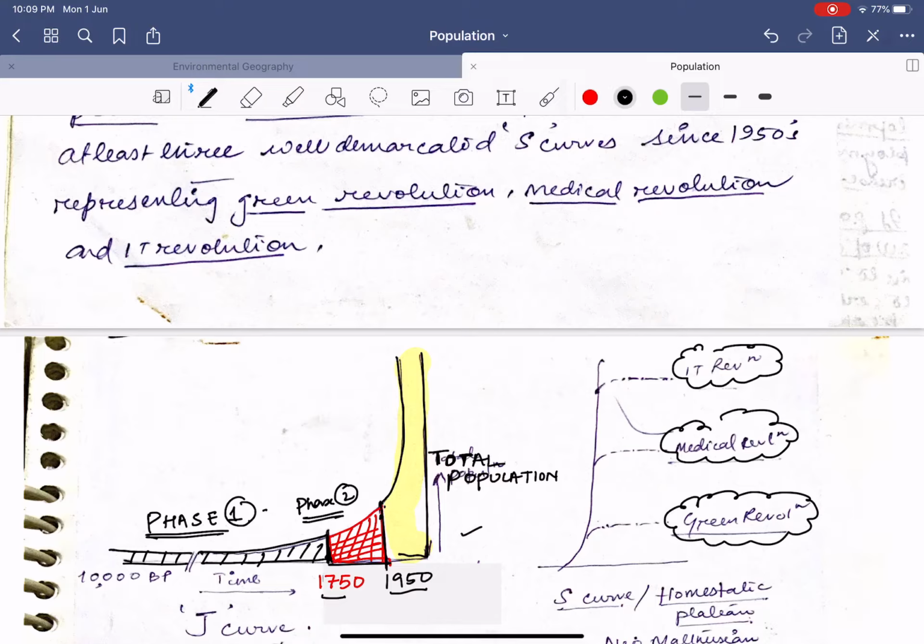Now this entire graph is called your J graph, or the J curve, because it signifies the J shape. So you understood these particular phases. Now let us understand why this population increased. To explain why this population increased, I have used the S curve.